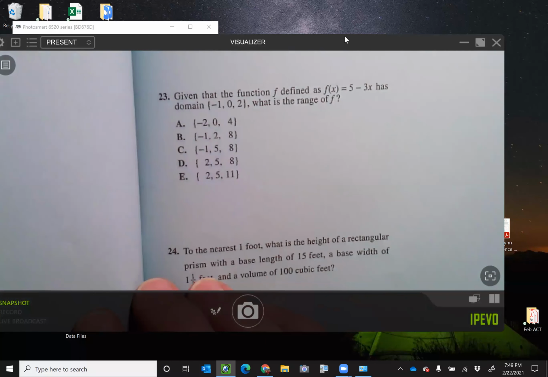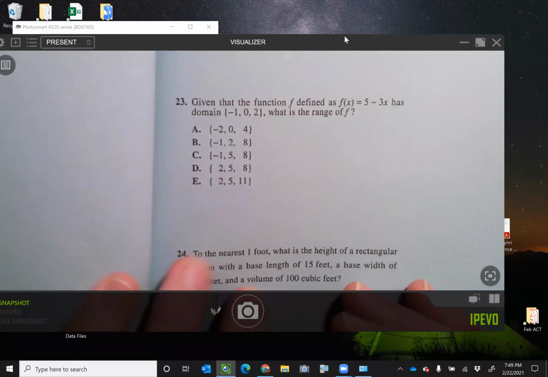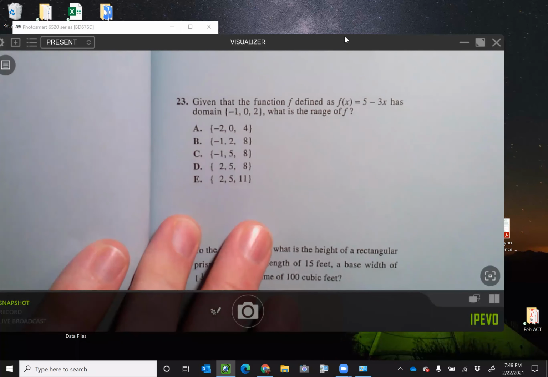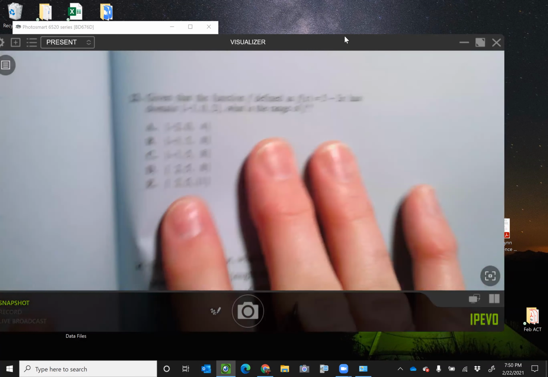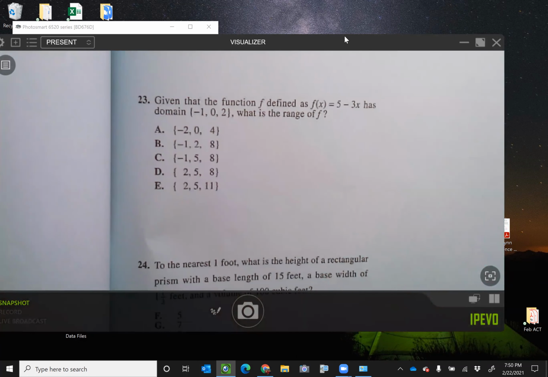Okay, question number 23. So I'll let you take 30 seconds to work out 23. Oh, God bless him. I'm just going to shut my door because he's just being a crazy puppy and no one's home.